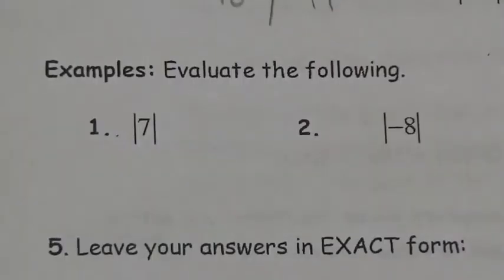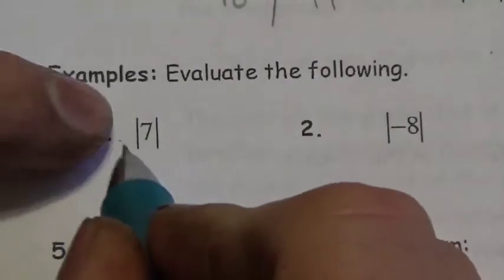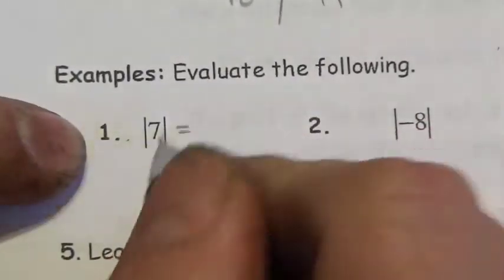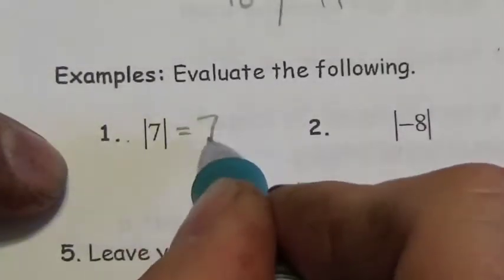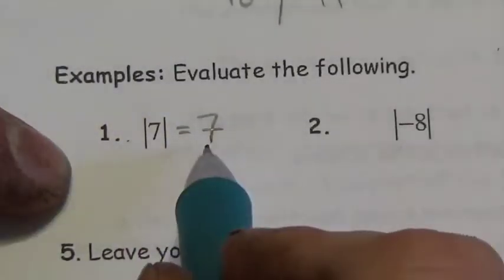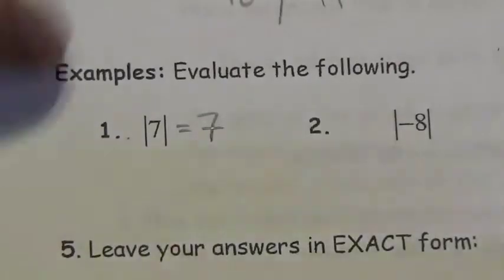Okay, for the next few questions, we're just being asked to evaluate the following. So just say what these are equal to. For question 1, we've got the absolute value of 7. I look inside, I recognize that this is positive. Because it's positive, the absolute value doesn't do anything, it remains positive. So 7 is 7 units from the origin.